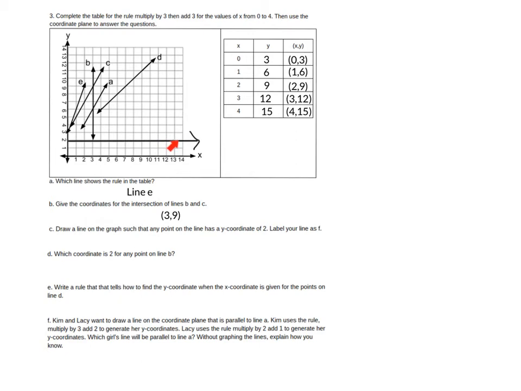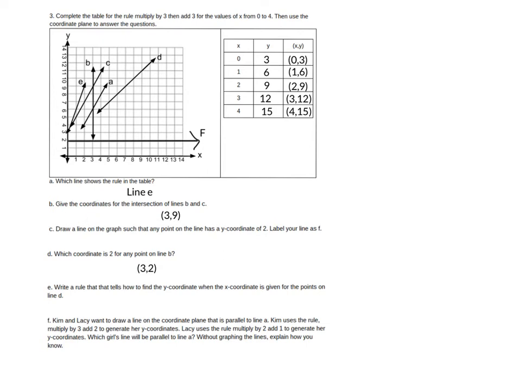So this is going to be a horizontal line such as this. So all of these points have a y-coordinate of 2, which makes this line F. Which coordinate is 2 for any point on line B? Well, if we look at line B, the only place that could have a 2 would be this point right here, which would be (3, 2).